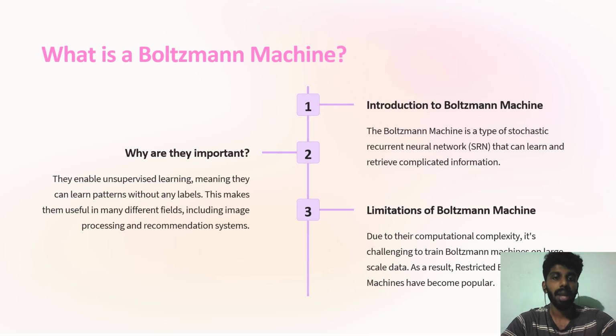Also, why are they important? They enable unsupervised learning, meaning they can learn patterns without any labels, which means that this machine can learn patterns from big data sets without labels. This makes them useful in many different fields, including image processing and recommendation systems. So this Boltzmann machine is useful in image processing and recommendation systems.